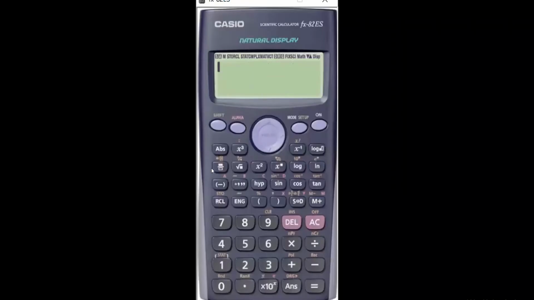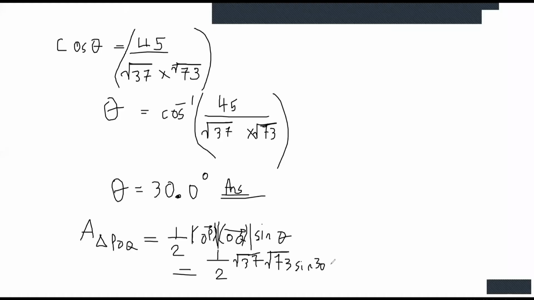Guys, the calculator is smart. A half of, in brackets, root of 37, close that bracket, times root of 73, multiplied by the sine of the angle, which was 30.0. Work it out, 13 is the area. That's how pretty it worked out. The area worked out to be 13.